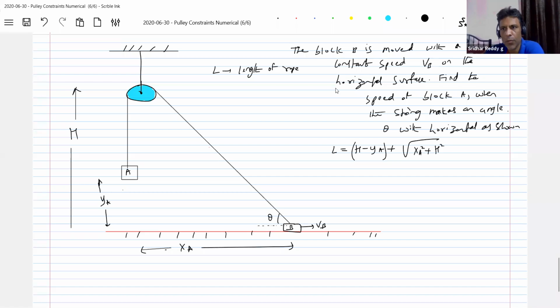Length of the rope. So overall length of the rope, you see this. This everything is length of the rope. And we know the rope is inextensible, no? So the length of the rope remains constant. So here I'll differentiate now.